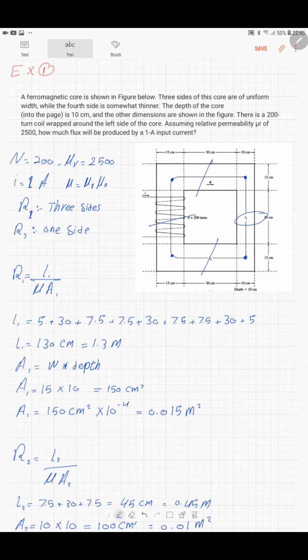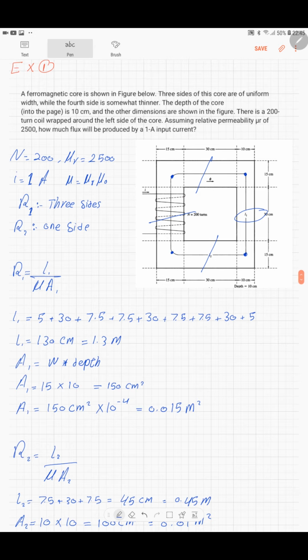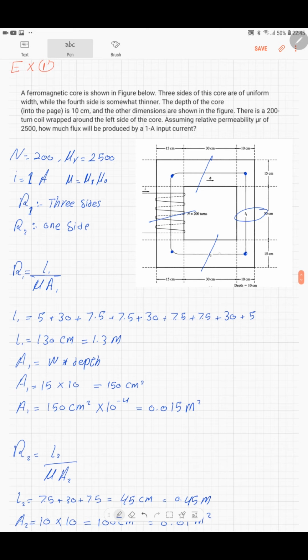Here is the coil, and assuming a relative permeability mu r of 2500, how much flux will be produced by 1 ampere input current? So we need to get R1 and R2. R1 will be for the three sides that have the same width, and R2 is for the one side that has a different width from the others. Why did we do that? Because whenever we have different widths, we have different areas, and then you definitely will have a different reluctance.